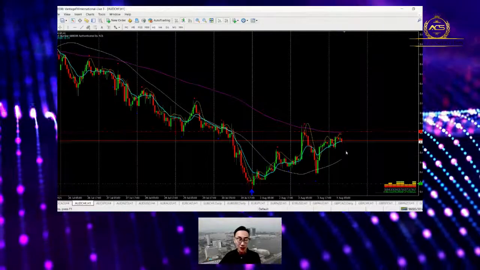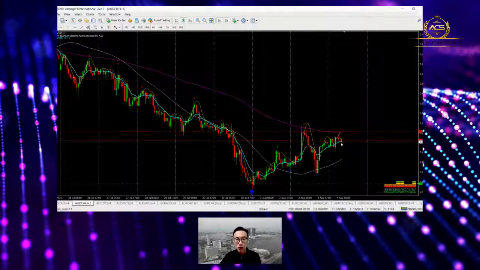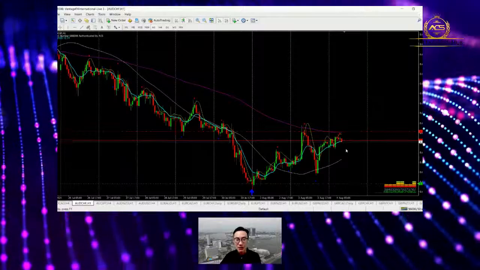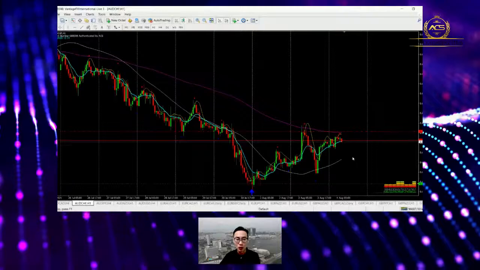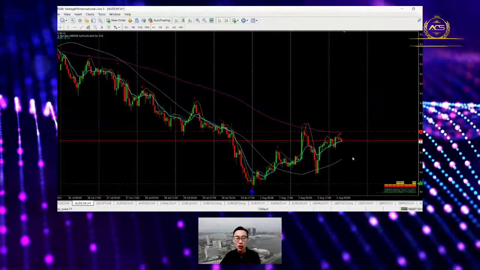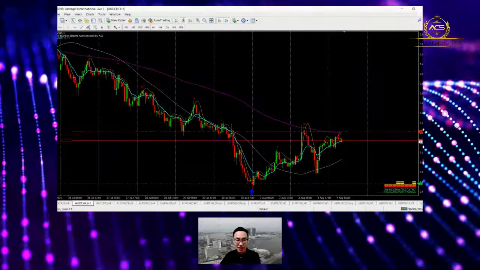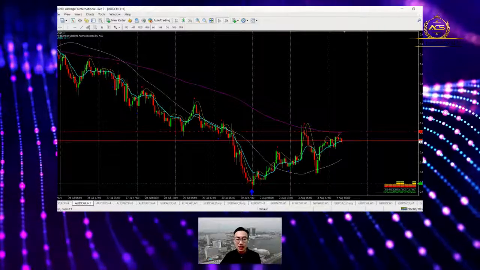It may short, however, it may short very slowly, until our system shows that aqua cuts below the white line to continue the short. Then I think it will be a better one.